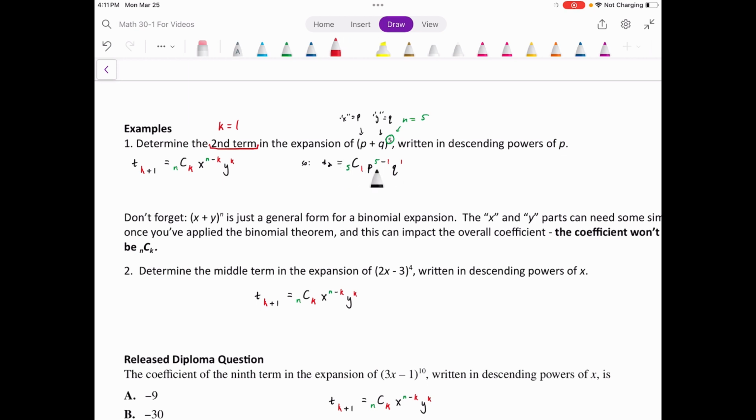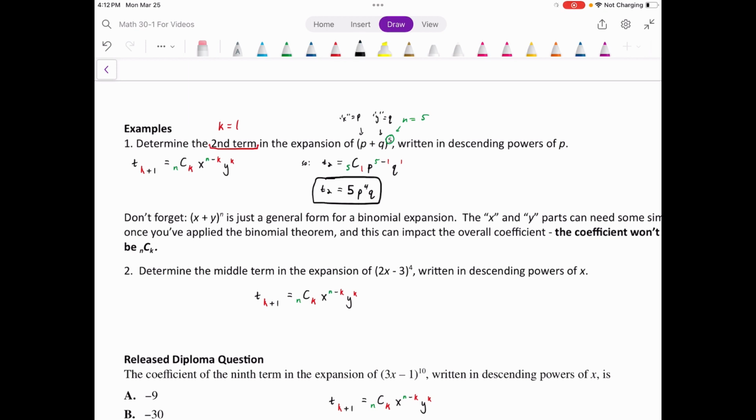So now all I have to do is figure out what this simplifies to. 5 choose 1, we don't need our calculator for that. There are 5 ways to choose one thing from 5 options, so 5 choose 1 is just 5. p to the power of 5 minus 1 is just p to the power of 4. And q to the power of 1 is just q. We've now figured out that if I were to actually multiply these all out, collect like terms and write it in descending powers of p, the second term would be 5 p to the power of 4 q.